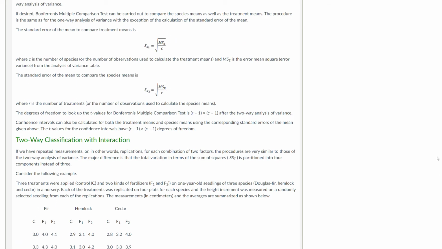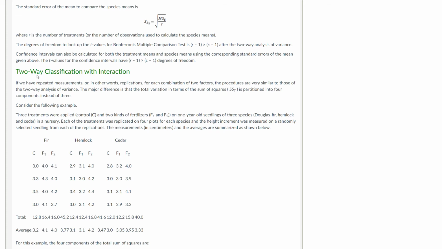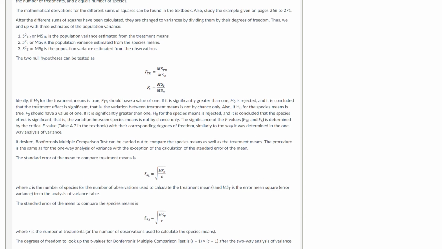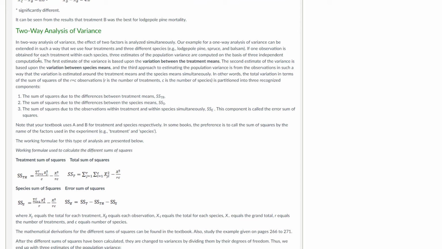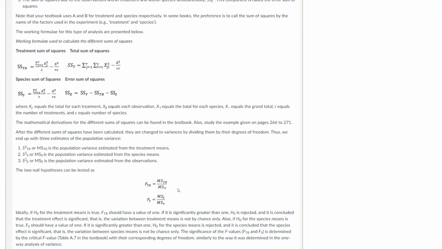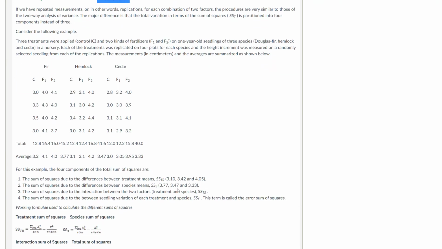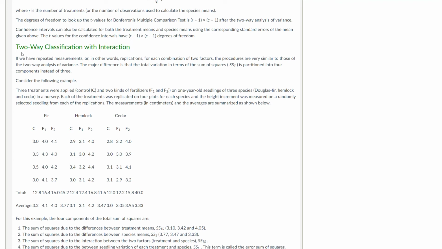So whenever we have two factors, that means we have two-way classification. And then between those factors, we also have some interaction. So you can also read about if we do not have any interaction between those two factors, how it affects. That means we don't have any interaction effect. You can read about that. But I would basically like to show you an example where we have two-way classification with interaction.